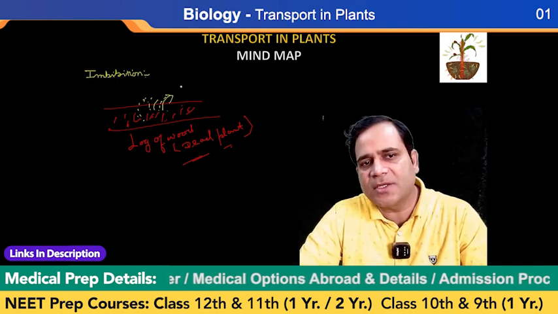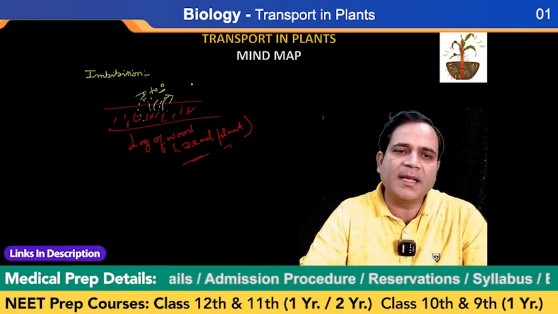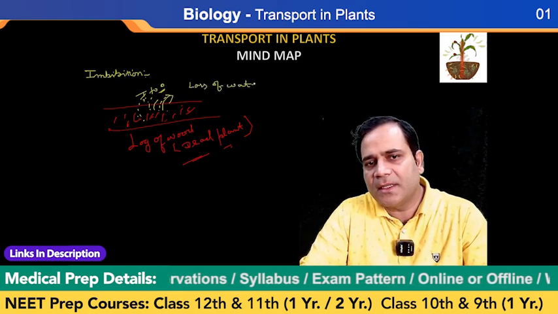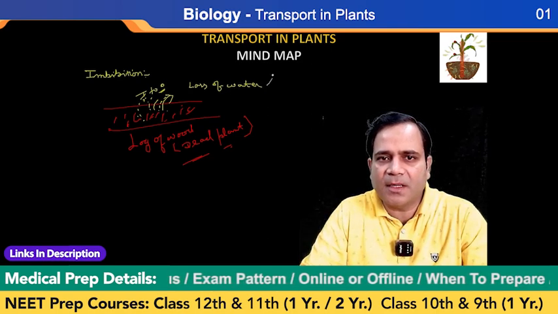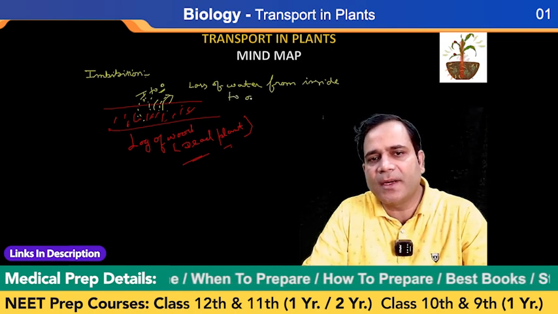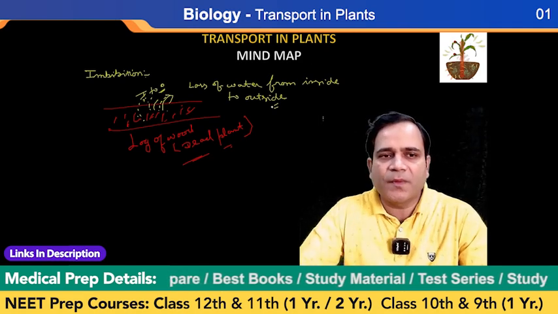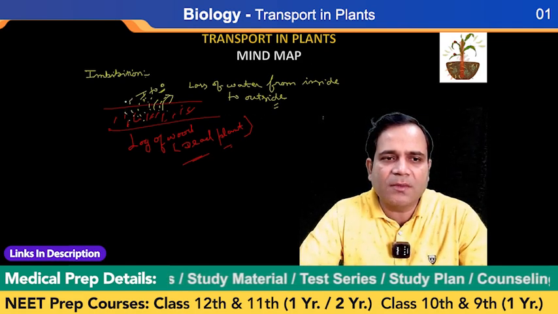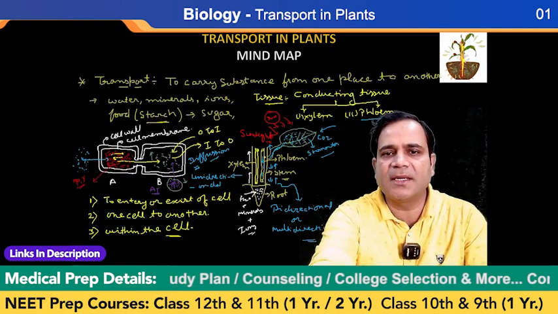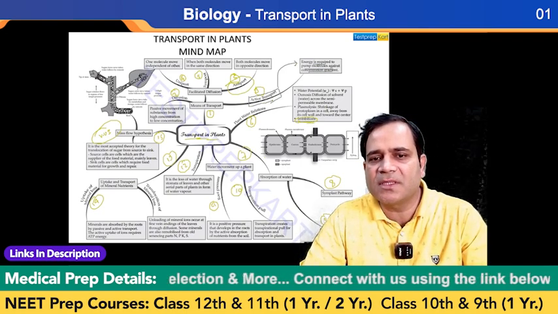Here, the loss of water from inside to outside is known as what, my dear? Imbibition. Whenever there is loss of water from inside to outside, it is known as imbibition. Let's see here in this imbibition. Clear? The imbibition term is clear.